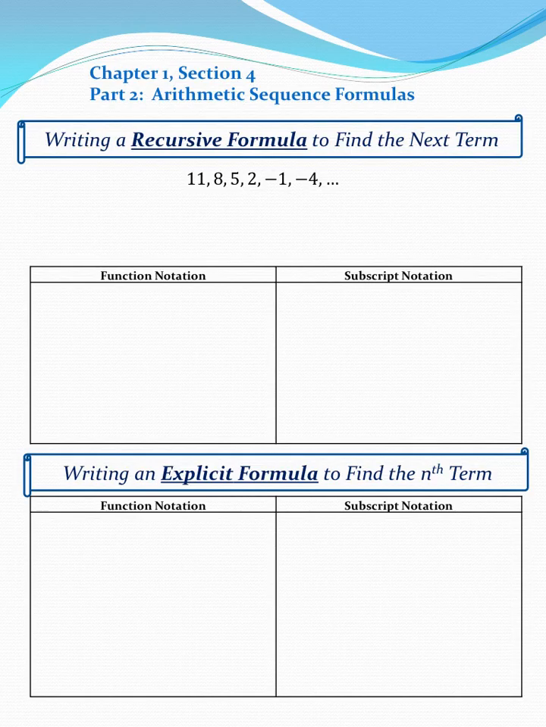Everyone, this is Mrs. Jackson, and this is part 2 of Chapter 1, Section 4 on arithmetic sequence formulas. In the last video, we broke down an arithmetic sequence of numbers, and through that process developed a formula for the nth term, or the nth number in the sequence. That particular formula is called an explicit formula. We'll also reinforce that in this video.